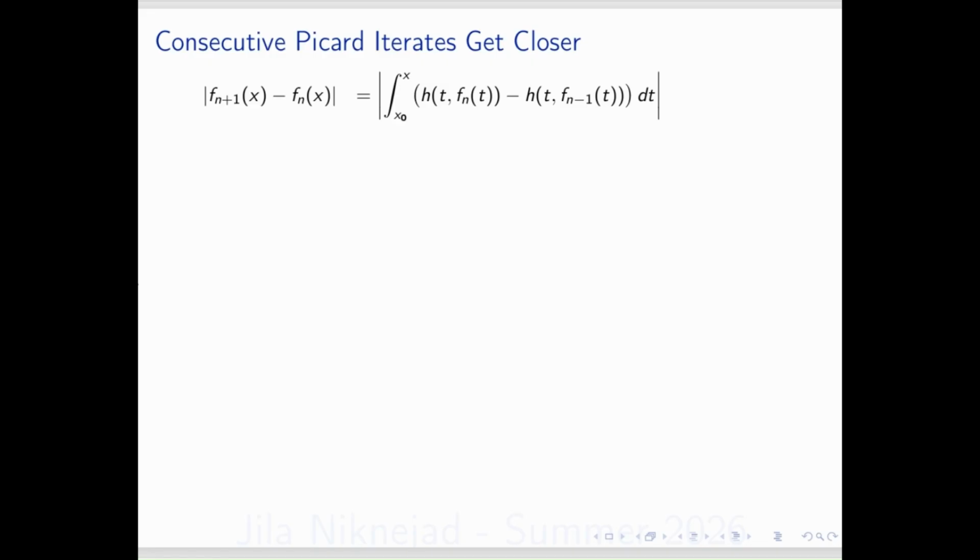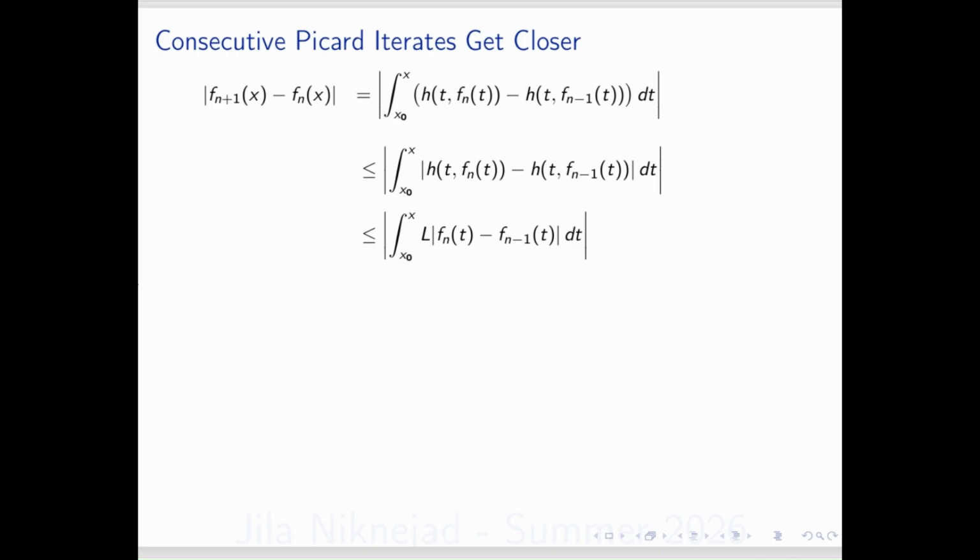Let's start with the absolute value of f n plus 1 of x minus f n of x, which is equal to the absolute value of the integral from x naught to x of h of t and f n of t minus h of t and f n minus 1 of t dt. If we also add an absolute value to the integrand of the integral, then that is less than or equal to the absolute value of the integral from x naught to x of L times the absolute value of f n of t minus f n minus 1 of t dt.